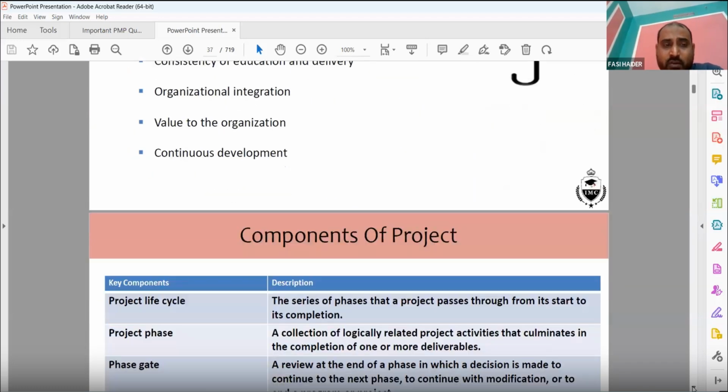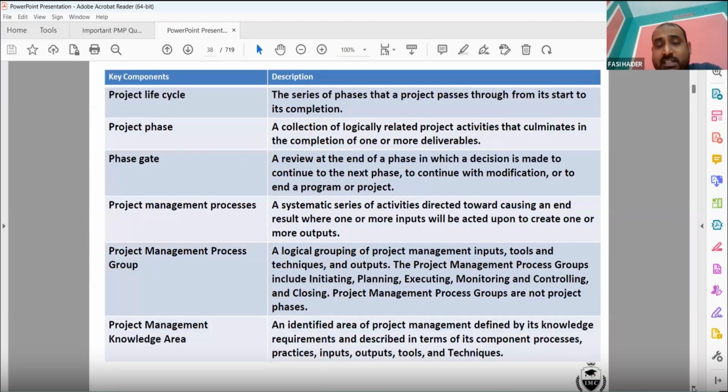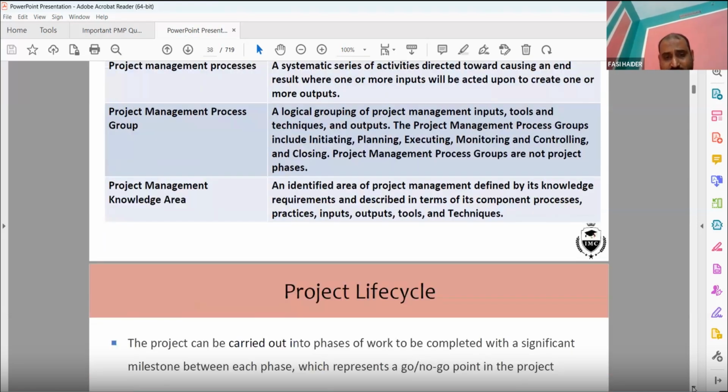Then we have studied the components of the project life cycle, project phase, project gate. What is the project life cycle? The series of phases that a project passes through from its start to its completion. That is the life cycle. Project phase: a collection of logically related project activities that culminates in the completion of one or more deliverables. Phase gate, as you remember, I told you, is also called the toll gate or review gate. There are many different names. It is a review at the end of the phase in which a decision is made to continue to the next phase, to continue with modification, or to end a program. Then project management process group, knowledge area.